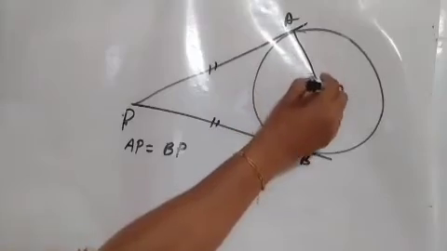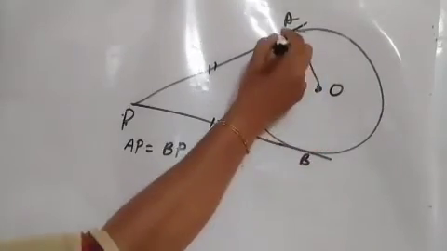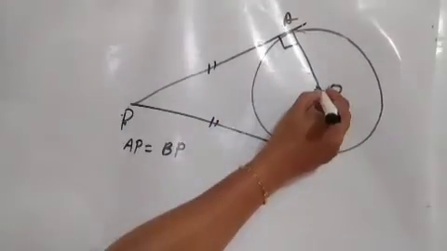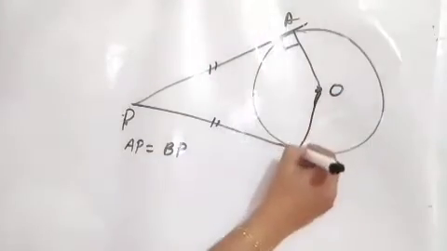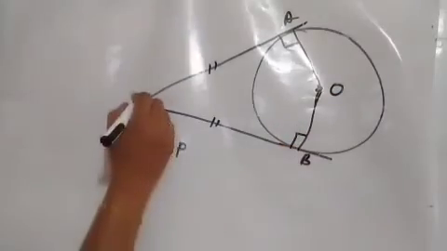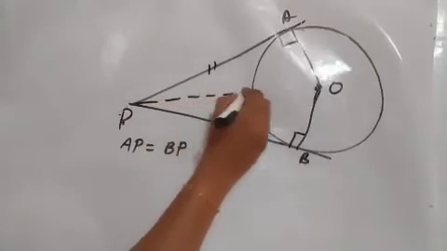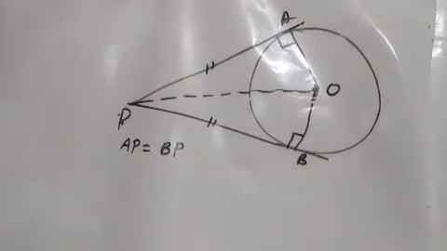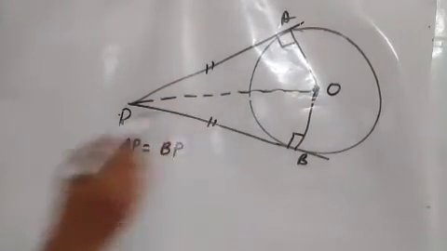You can see the first theorem. What is the first theorem we have? Tangent and radius make a right angle, and this is also a right angle. If we join O and P, you can see that these two triangles are congruent.